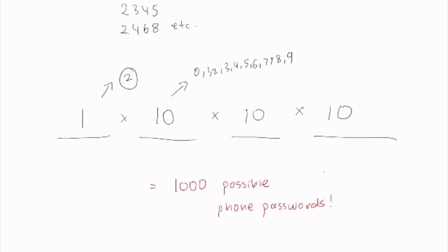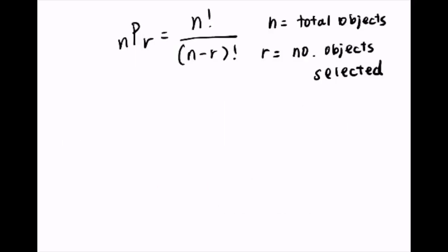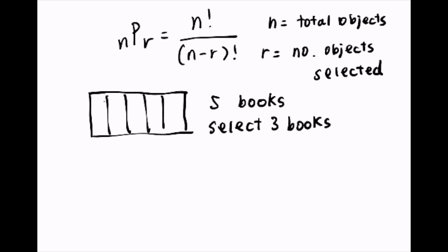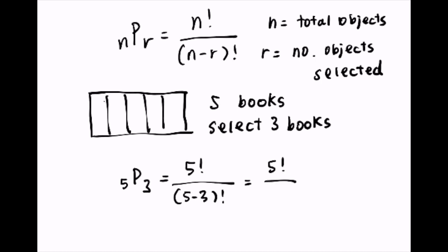The formula for permutations can be given as n factorial over n minus r factorial, where n is the total number of objects and r is the number of objects you want to select. Therefore, if we give an example where there are 5 books in a collection and you want to select 3 out of those 5 books, when you use this formula, it would be 5 factorial over 5 minus 3 factorial, which would be 5 factorial over 2 factorial, which would be 60. Therefore, there are 60 different combinations of 3 books you can select out of these 5 books if the order matters.